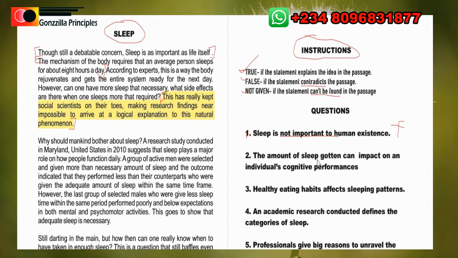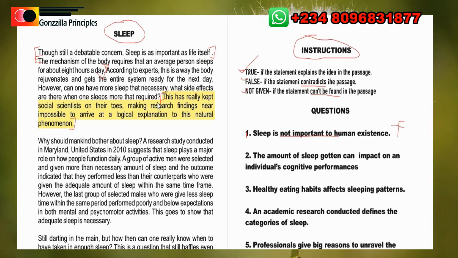So the second question says the amount of sleep gotten can impact on an individual's cognitive performance. Okay, in my first two sentences, nothing was actually mentioned about our cognitive performance. So I have to read my third and my fourth sentence subsequently here. According to experts, this is a way the body rejuvenates and gets the entire system ready for the next day. However, can one have more sleep than necessary? What side effects are there when one sleeps more than required?